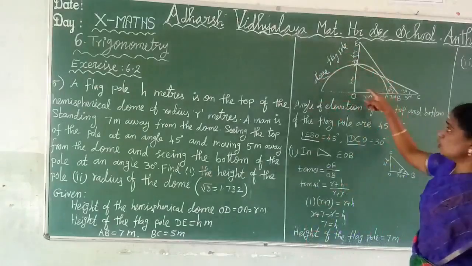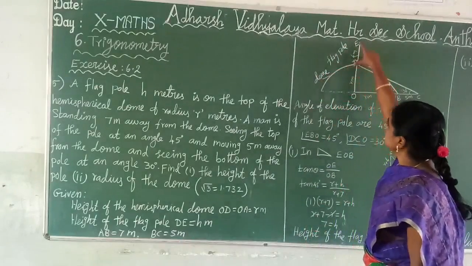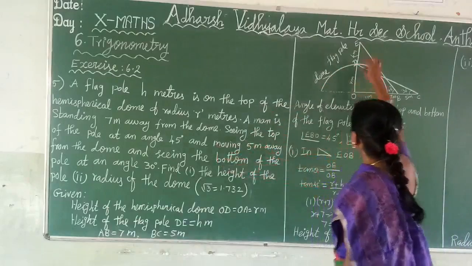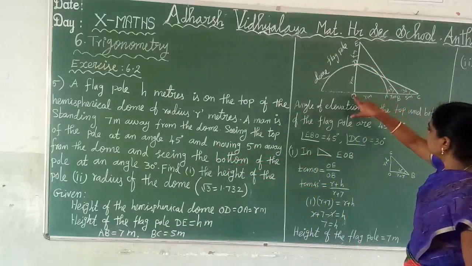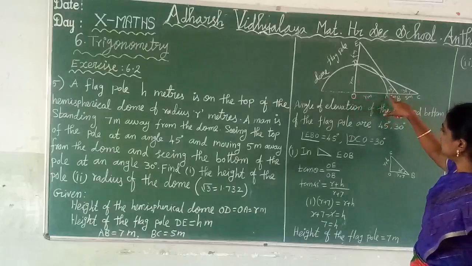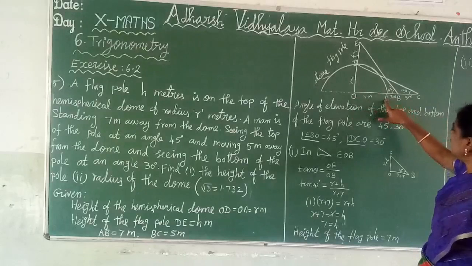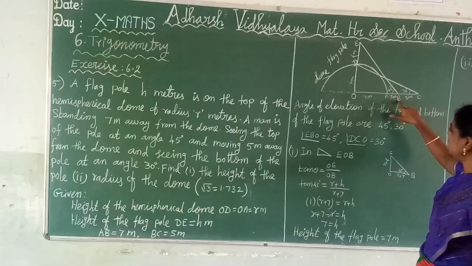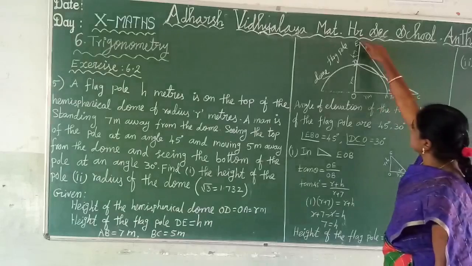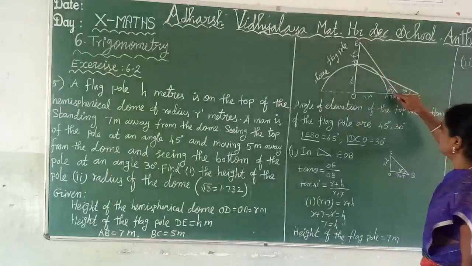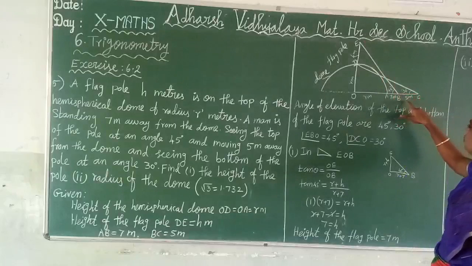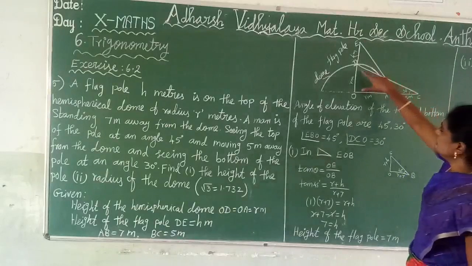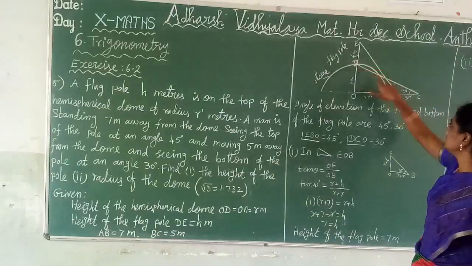That is a hemispherical dome. This one flagpole. So that height is h meter. That's given. And next, that O is the center of the hemispherical dome. That ending point take as A. That A to B, how much distance? 7 meter. A to B is 7 meter. From this place to see the top of the flagpole is 45 degree. And again move 5 meter from B to C. C to bottom of the flagpole is 30 degree.